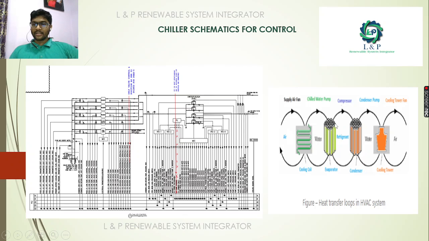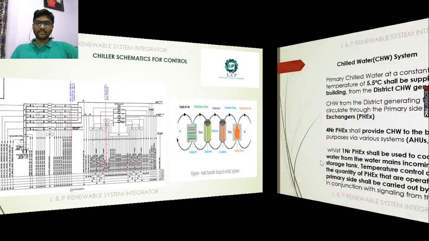In the evaporator there is a refrigerant, which helps to cool the water, and from there it goes to the compressor. In the compressor side, water is there, so it acts as a condenser, and with the help of the condenser pump it is pumped to the cooling tower. In the cooling tower, with the help of air, the water is cooled and again recirculated inside the building. This is how the heat transfer loop happens in the HVAC system.